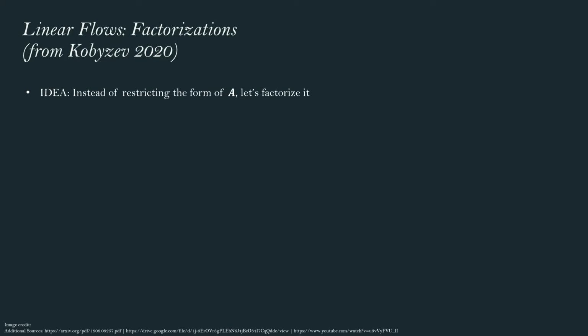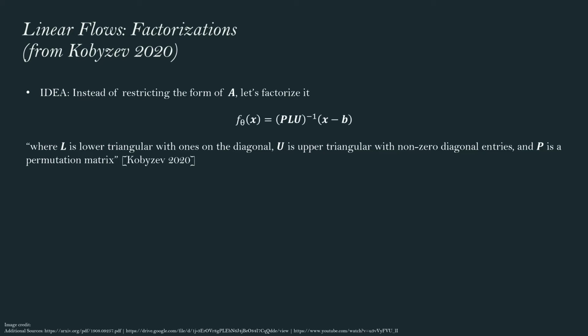Finally, we've got factorization. So the idea here is instead of actually restricting the form of A, you factorize it. So you can see this here. This is just LU decomposition. So we've got P is a permutation matrix. L is the lower triangular matrix that just has ones on the diagonal. So that's just going to have a determinant of 1. Determinant of the permutation matrix is 1, and then U is upper triangular with non-zero diagonal entries. And as long as the diagonal entries are non-zero, it will be non-singular.